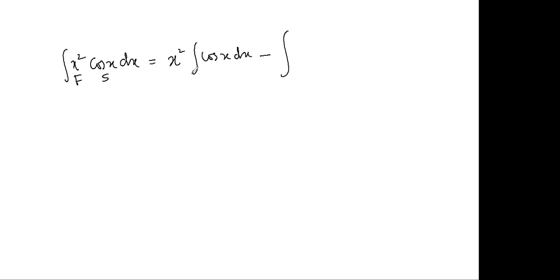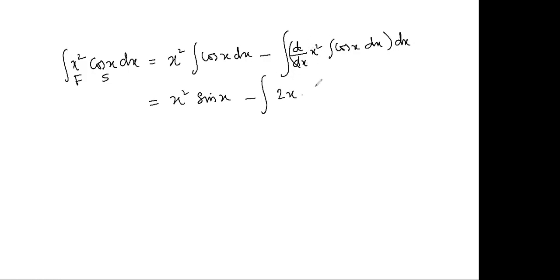D of first means derivative. If you want, you can just cut and paste here. Derivative of this, d by dx of this, and remaining cut and paste. That way also you can learn. But don't forget to put dx here. That became x square into integral of cos x, which is sin x, minus derivative of x square into sin x dx.